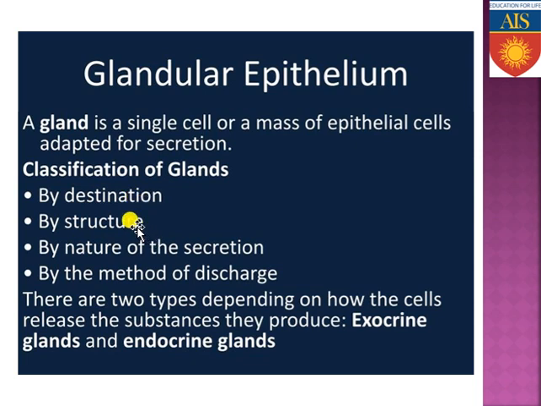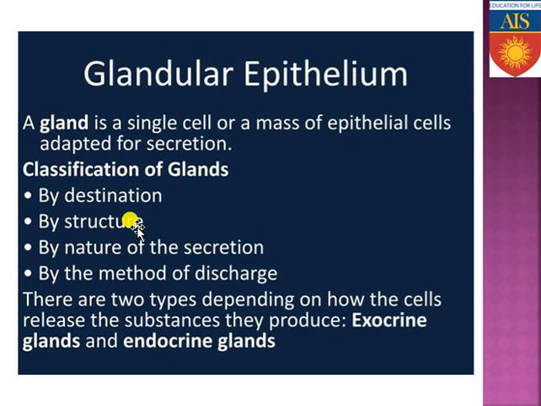Classification of this specific glandular epithelial tissue, or the entire gland, we have done based on the destination, that means which kind of secretions are happening, or in which specific location those secretions will be going. Based on that the glandular epithelial tissues will vary. Based on their structure, glandular epithelium or gland can vary. By nature of the secretion, which kind of secretion is happening, based on that also glandular epithelium is of various types. By the method of discharge, that means in which method it is discharging, is it in exocrine method or endocrine method. So based on that method also glandular epithelial tissue is of multiple types.